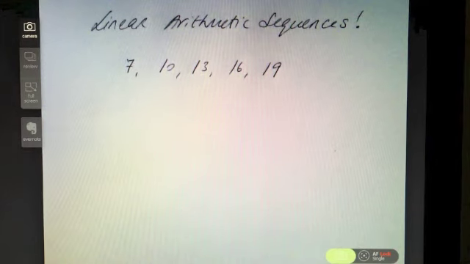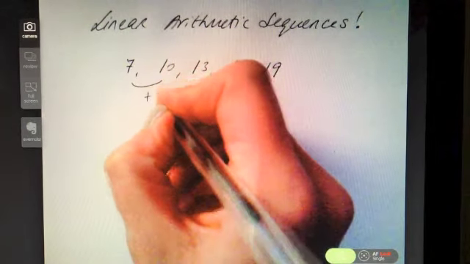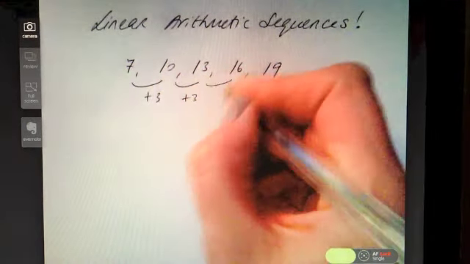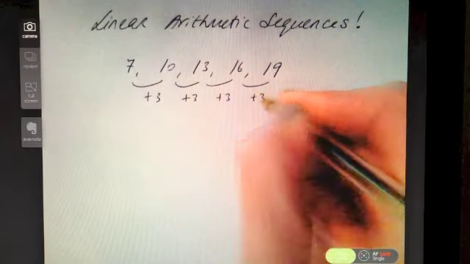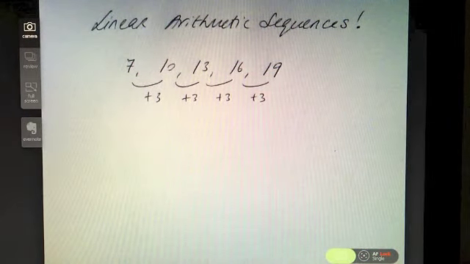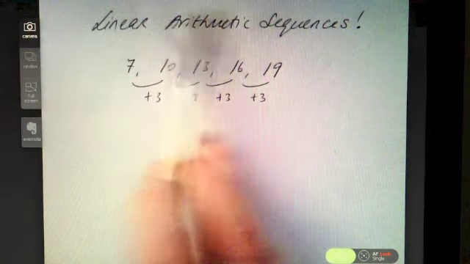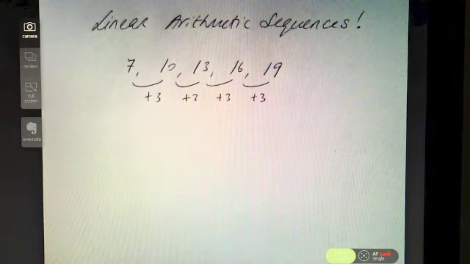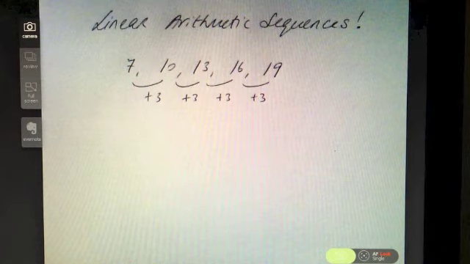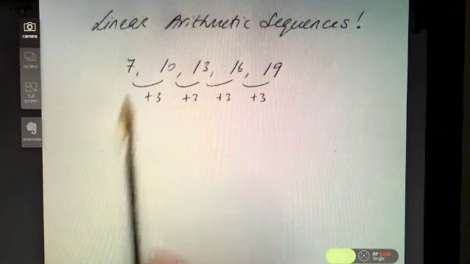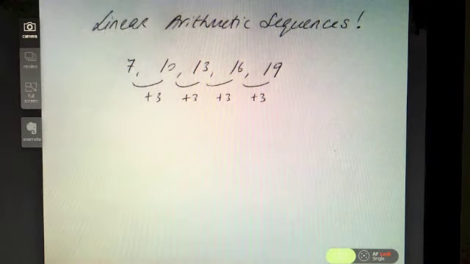So the reason this is a linear arithmetic sequence is because it is going up by the same amount each time. That's why it's linear, because we've got the same change each time, and it's arithmetic because you're adding, or you could be subtracting for arithmetic, but in this case we are adding 3 each time. So you're plussing something each time, and it's the same thing that you're adding on every time. That's what makes it linear.